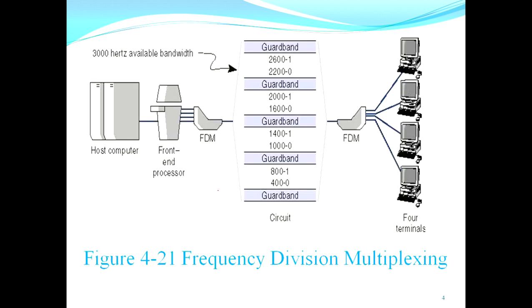And this is a circuit configuration for frequency division multiplexing. Here many signals are combined into a single signal by using frequency division multiplexing, and that combined signal is transmitted over the circuit. And at the receiver we use the demultiplexing concept, which is the reverse of FDM, to convert the single stream into multiple data streams.